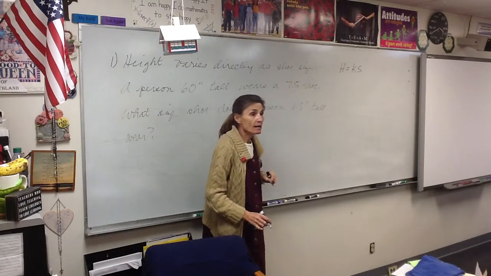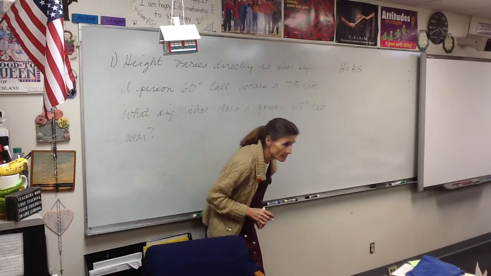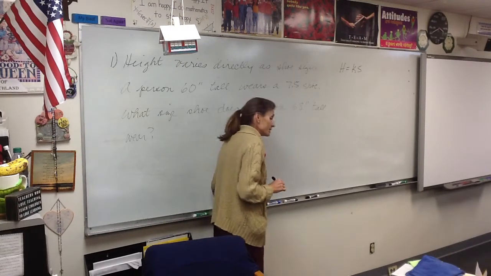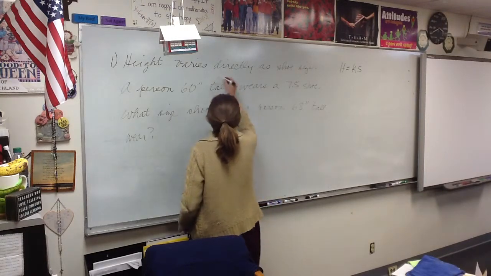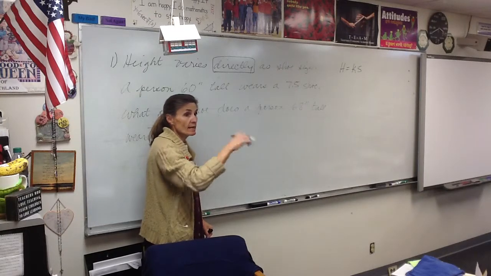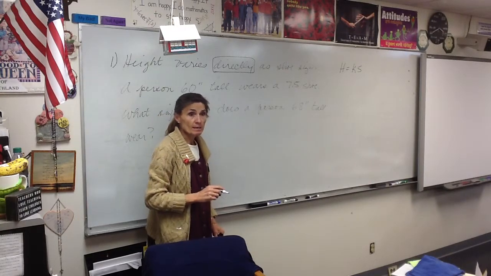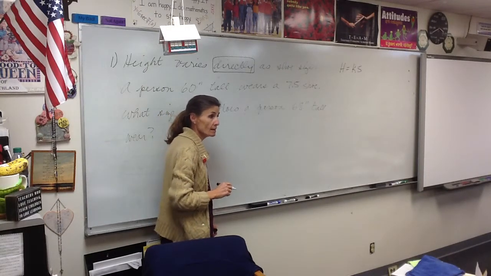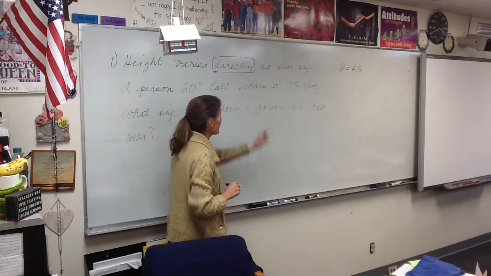Now, sometimes we do K over S. Not this time, because this says directly. So it's K times S. Inversely would be K divided by S. All right, so there's our equation.